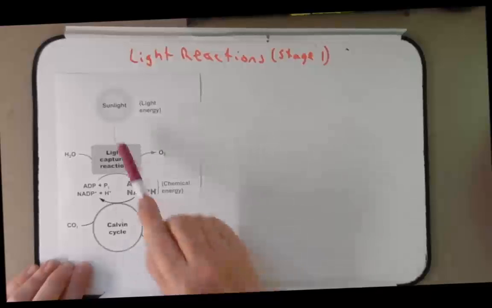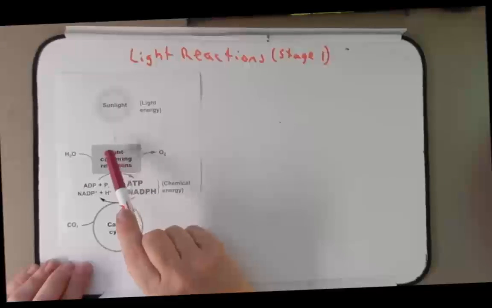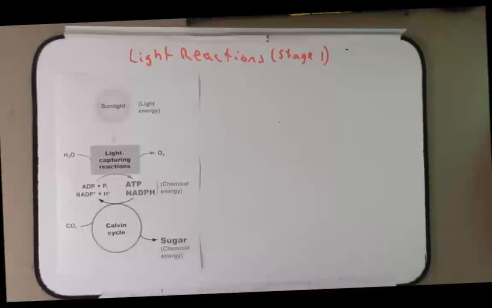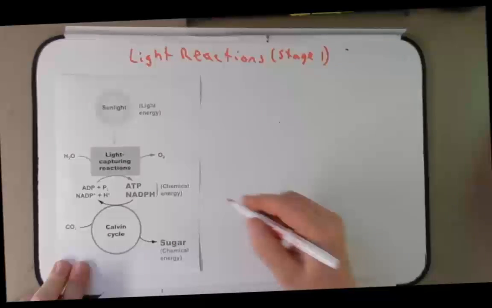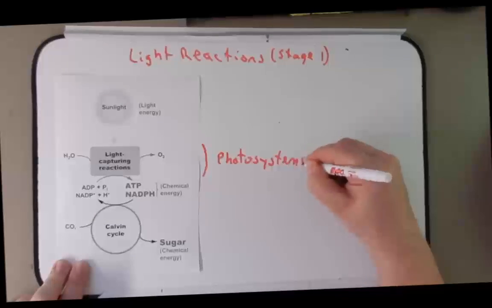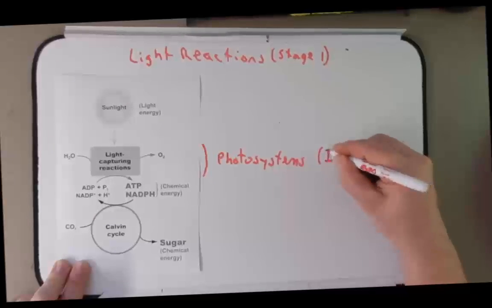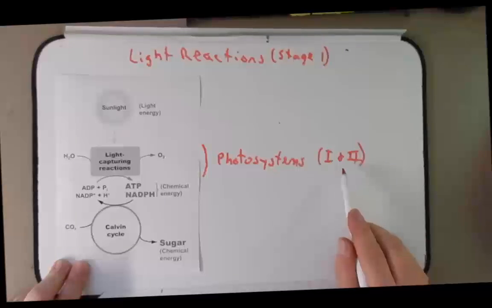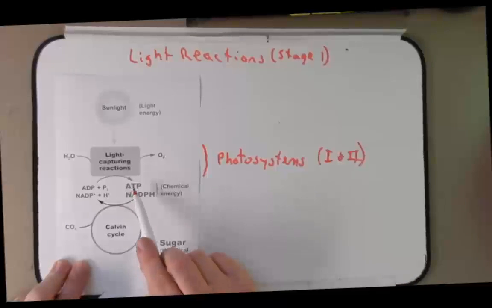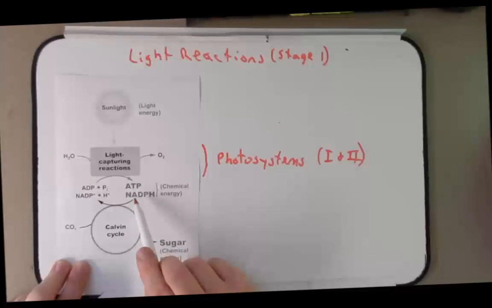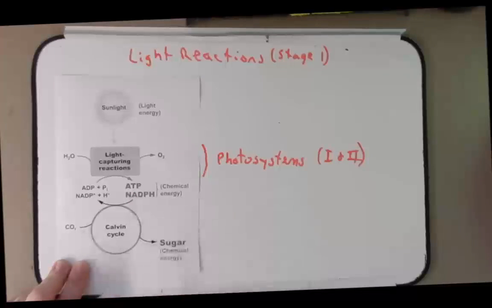But remember that it's the sun that comes down and starts the whole process. We'll see in a moment how the photons from the sun will interact with these things we call photosystems. In fact, we'll talk about Photosystems I and II. There's two of them we'll talk about, and how these photosystems produce ATP and NADPH, which are used by the Calvin cycle.